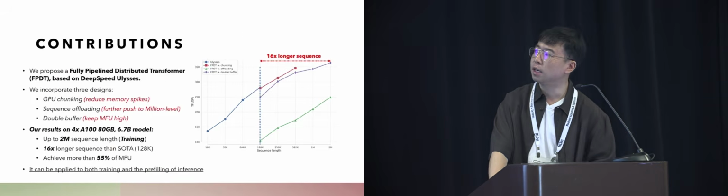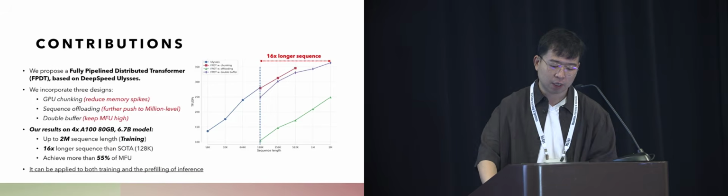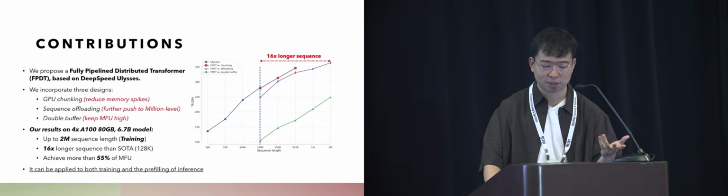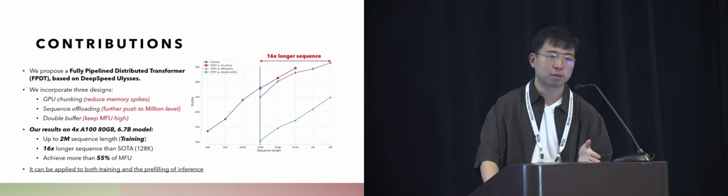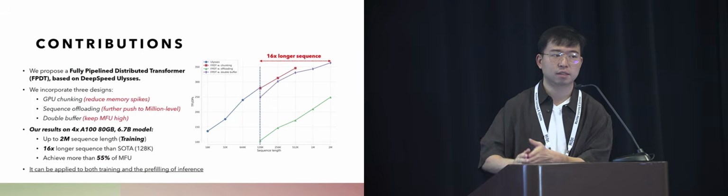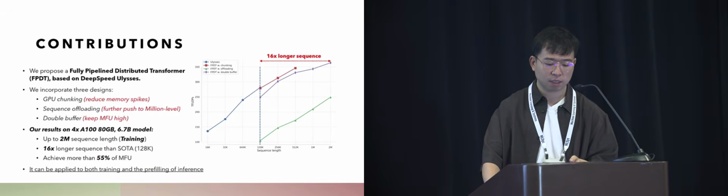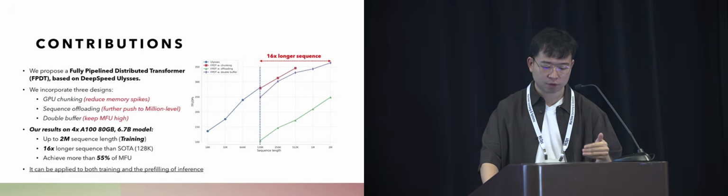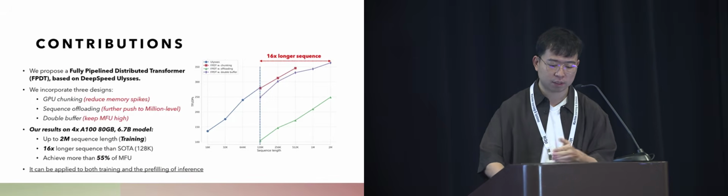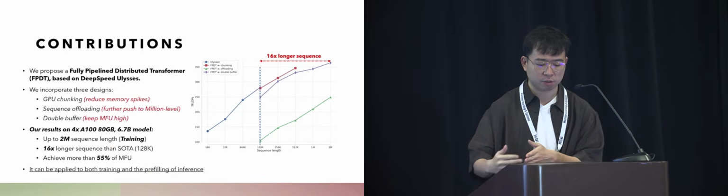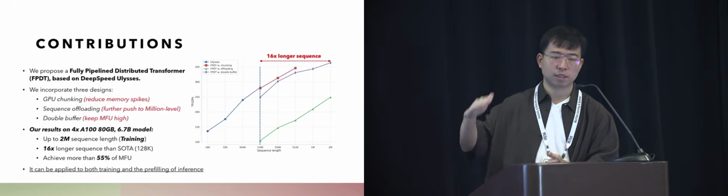Yeah, so our contributions are as follows. By the way, the method is called Fully Pipelined Distributed Transformer, or FPDT, and it is based on DeepSpeed Ulysses. In this work, we have three designs. The first is GPU chunking, which is proposed to reduce the memory spikes.